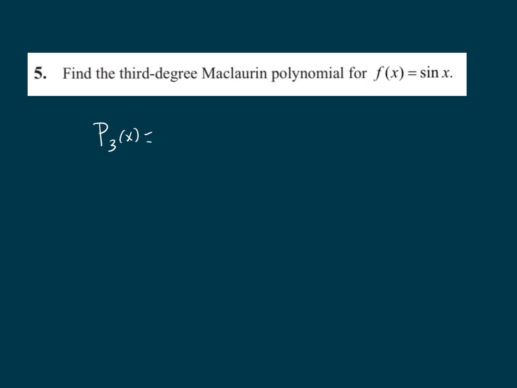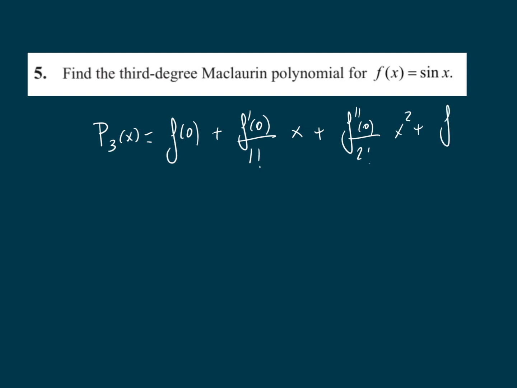p3 of x is the polynomial that agrees with the function in the value of the function at 0, because it's a Maclaurin polynomial. It agrees with the function in that the first derivative of the function is the same as the first derivative of the polynomial: f prime of 0 divided by 1 factorial times x, plus f second of 0 divided by 2 factorial multiplied by x squared, plus f third of 0 divided by 3 factorial multiplied by x cubed. This polynomial agrees with the function in the value of the function at 0, in the first derivative at 0, in the second derivative at 0, and in the third derivative at 0.